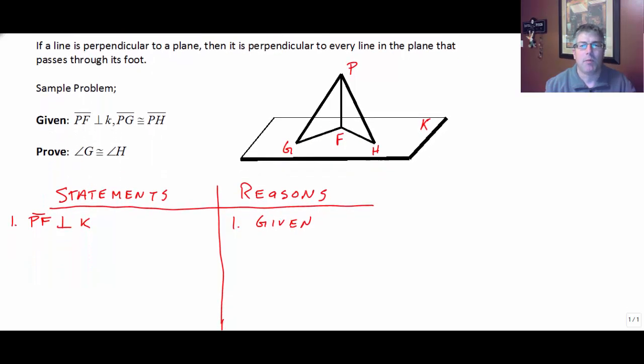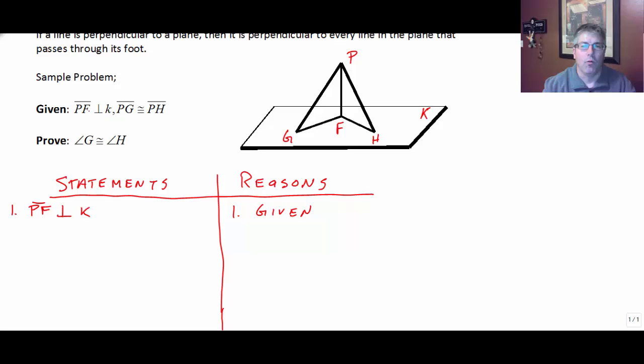Let's take a look at a sample problem of perpendicularity to a plane. So we're given that PF is perpendicular to plane K. And we're given that PG is congruent to PH. I'm going to have to write that in my proof at some point. And we want to prove that angle G is congruent to angle H. Well, PF is perpendicular to plane K, which means that PF will also be perpendicular to GF, and PF is perpendicular to HF. And notice I write that separately. It's two different ones.